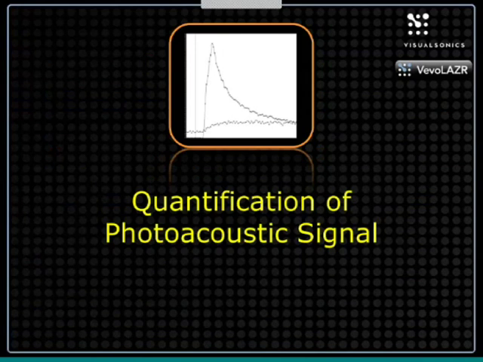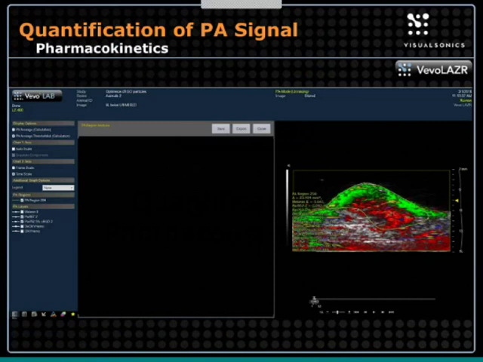Now I want to talk about quantification. So now that we have those images, how do we quantify those images, and how do we pull the data out of it? So I just showed you this acquisition. So after that, we simply draw a region of interest.